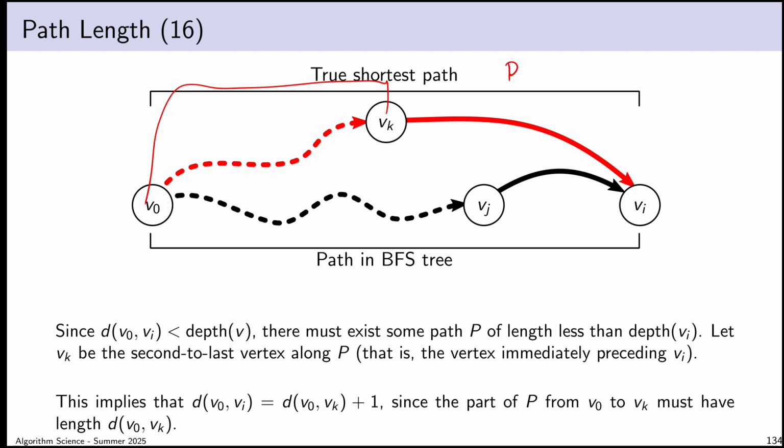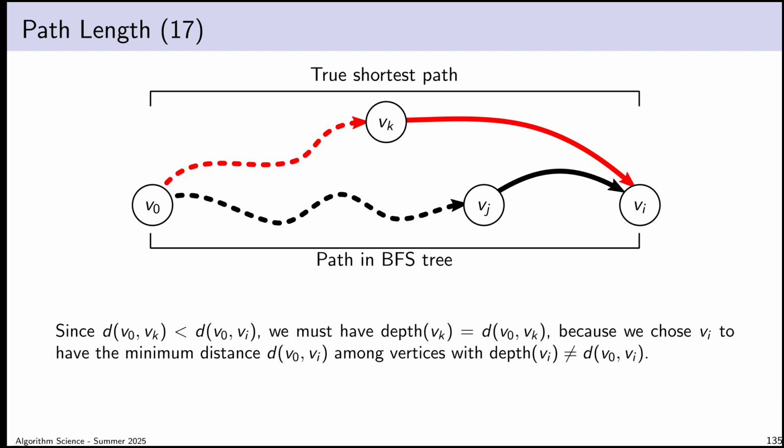Okay, what is that all telling us? What it's telling us is that the distance from V0 to Vi has to equal the distance from V0 to Vk plus 1, because there can't exist a shorter path from V0 to Vk unless there would be a shorter path from V0 to Vi. All right. Now, obviously, the distance from V0 to Vk is shorter than the distance from V0 to Vi, because I get to Vk on the way to Vi.